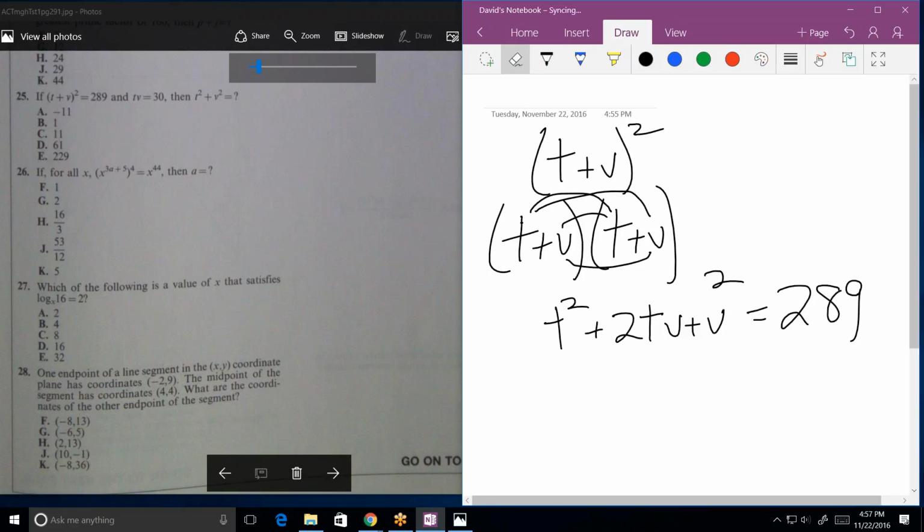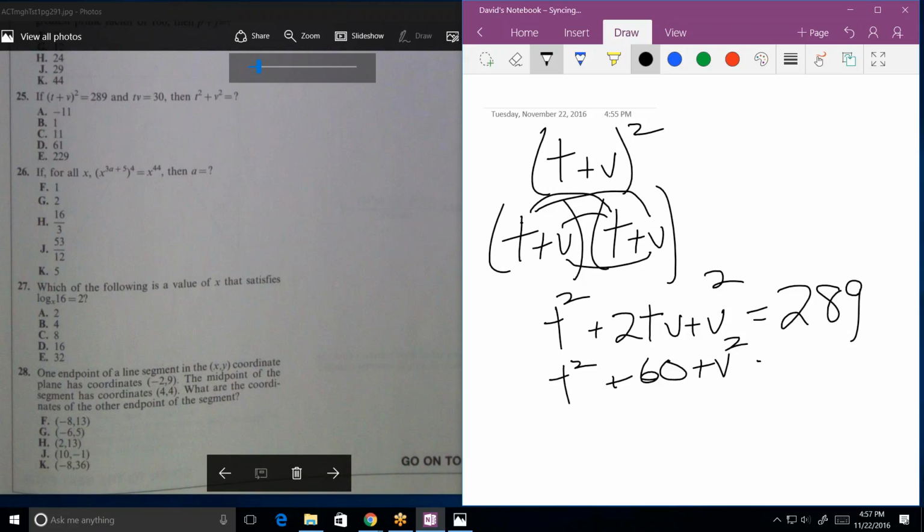Now they tell you what T times V is equal to, and they want to know what 2TV is equal to. 2TV equals 60. So now we have T squared plus 60 plus V squared equals 289. So T squared plus V squared equals what? Sorry. It has to equal 229. Right. Be very, very careful.